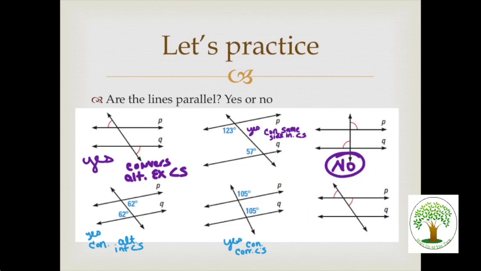Is P and Q parallel? They're vertical, so those have to be congruent. Do these two angles have anything to do with Q? No, nothing to do with Q. So vertical angles do not show parallel, okay?